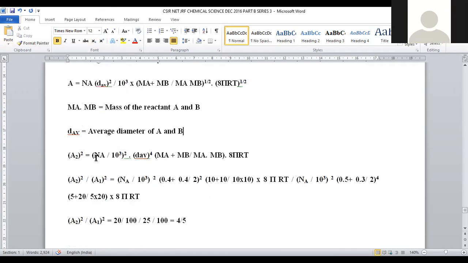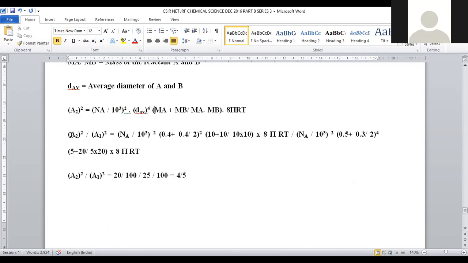Then we can take A2 square is equal to NA by 10 to the power 3, whole square. NA denotes what? Avogadro number. DAV, nothing but the average diameter, whole to the power 4, into MA plus MB by MA into MB, into 8 pi RT, right? So this is the equation.